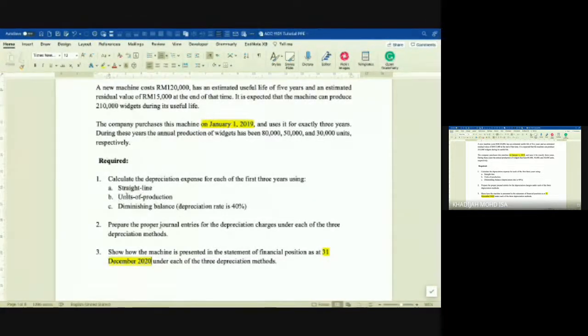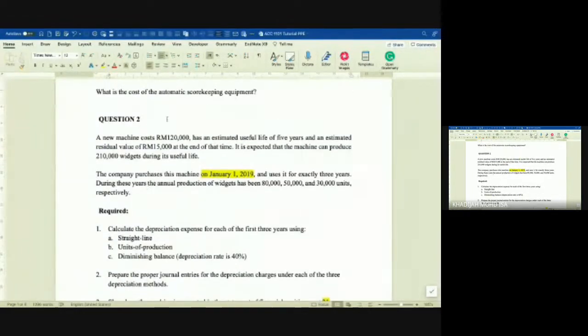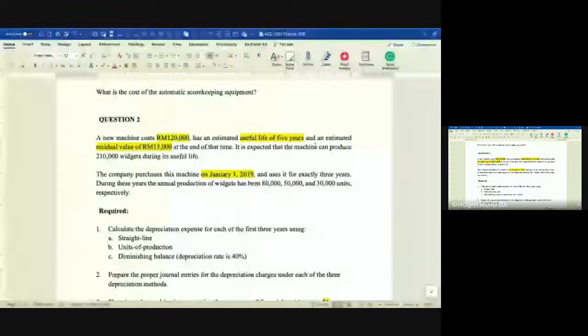Okay, so let's do the first one, how to compute a straight line basis. Remember, the cost of the machine is 120,000, and 5 years estimated useful life, and residual value of 15,000. These 3 pieces of information are important, especially when you want to compute the straight line basis. It is also estimated to produce 210,000 widgets during its useful life. So let's do the first one, straight line basis. What information do you need? You have 120,000 minus residual value of 15,000 over life of 5 years.